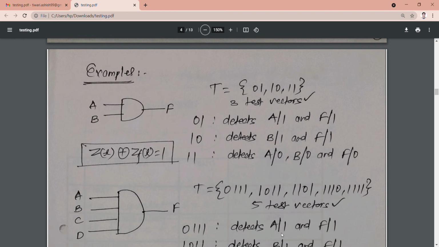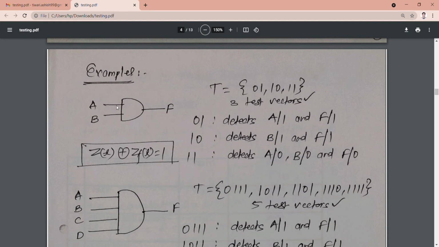So here this is a two input AND gate again. Three test vectors can test this particular AND gate. What are they? 0 1, 1 0, and 1 1. Let us understand one by one. Suppose you are applying 0 1, so A is at 0 and B is at 1. It can detect A stuck at 1 and F stuck at 1. How can it detect? Let us understand. Suppose you are applying 0 and 1. So 0 and 1 will give you the output as 0.